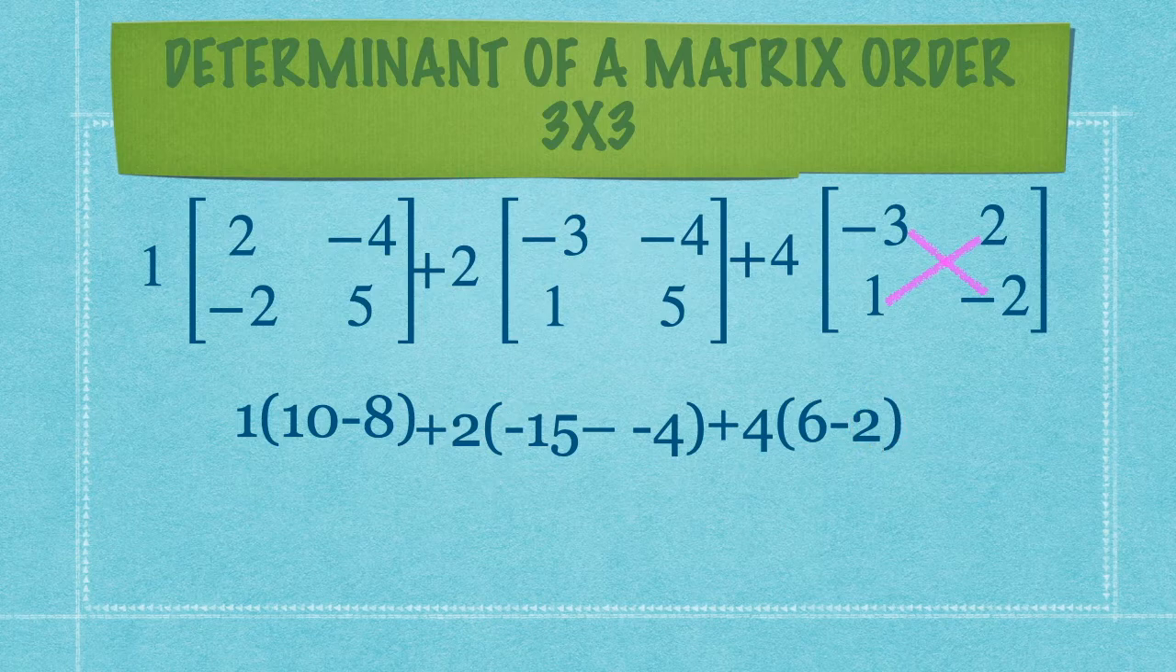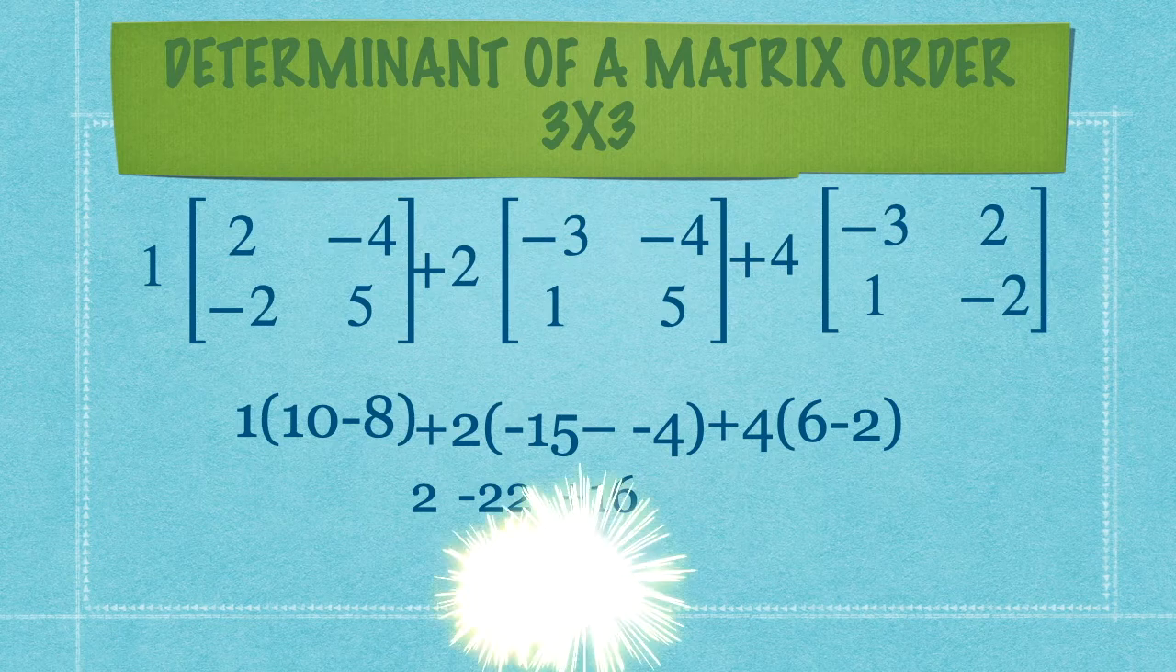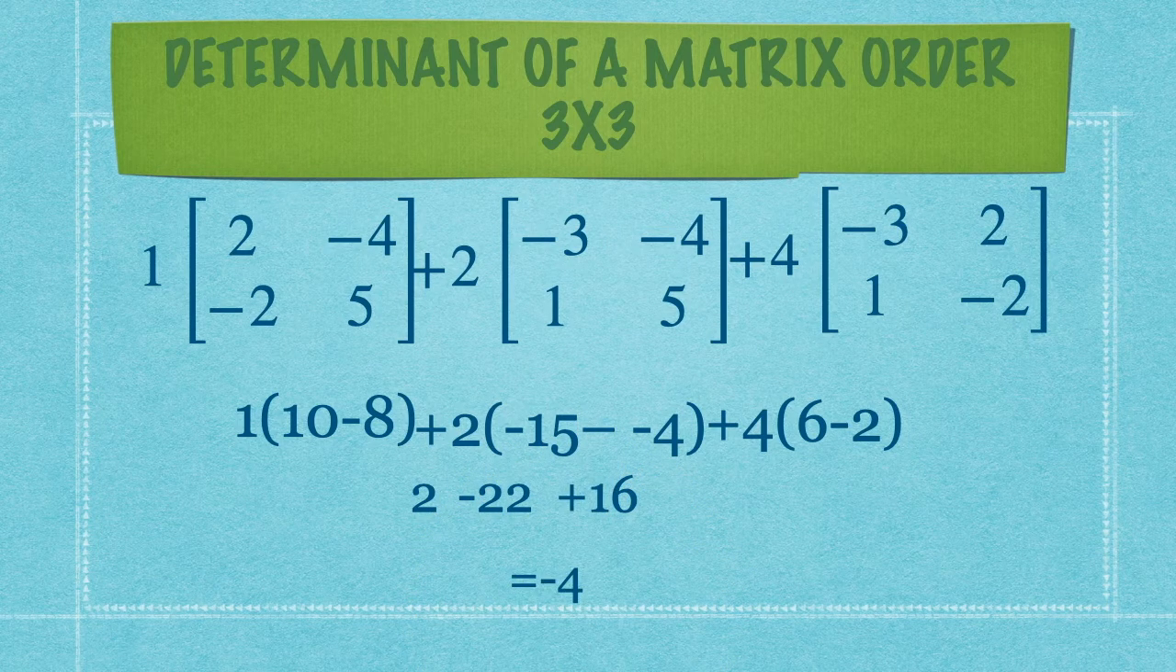Now we're going to simplify each bracket and find out what is the determinant of the 3 by 3 matrix. So 10 minus 8, that's 2. 2 times 1 is 2. Then we have -15 plus 4, because negative and negative. So that's -11 times 2, that's -22. 6 minus 2, that's 4. 4 times 4 is 16. So adding all of this, our answer is -4. And that's the determinant of the 3 by 3 matrix.